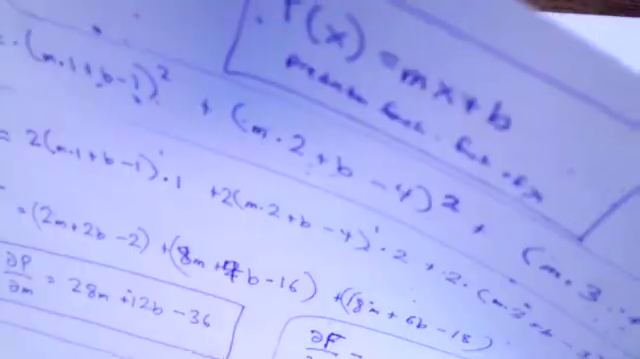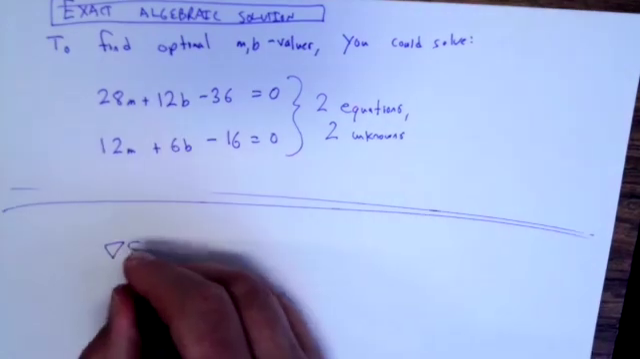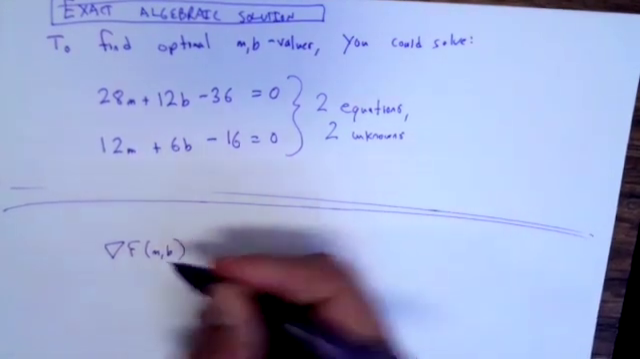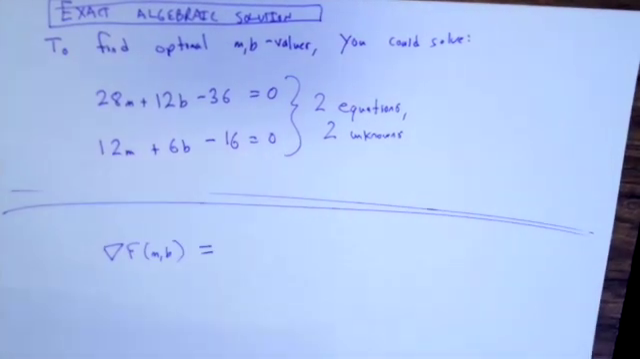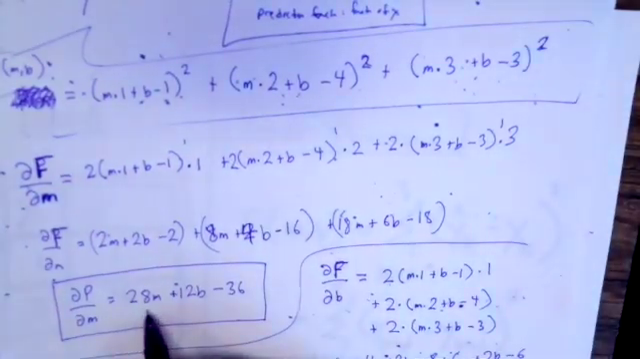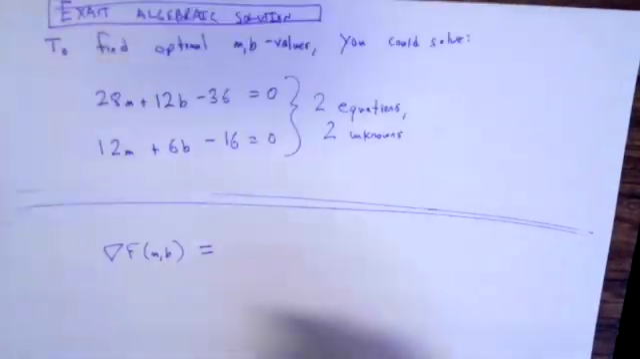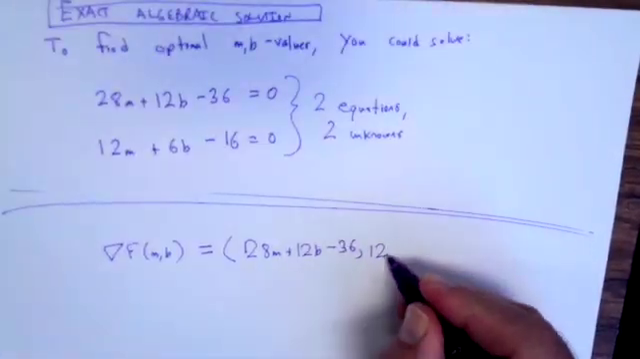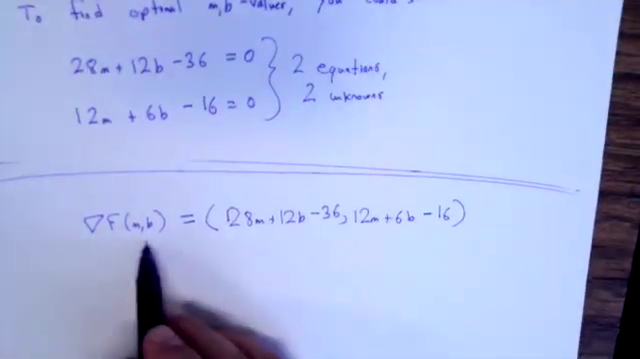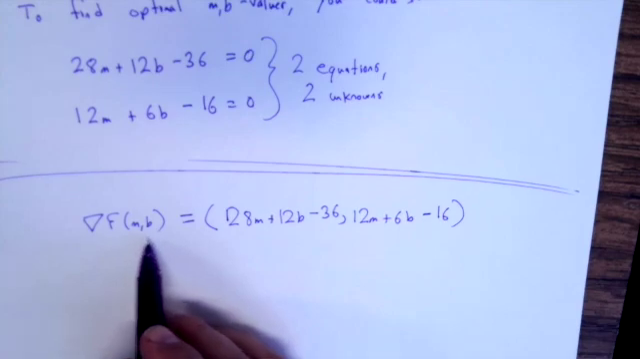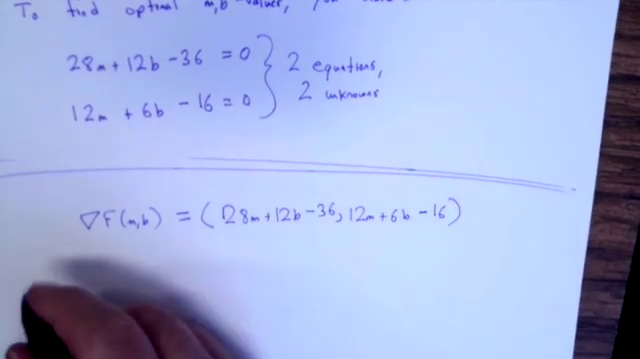Especially late, but we're going to have a gradient, partial f of (m, b), and we actually found the two components of this. The first component is 28m plus 12b minus 36, and the second component is 12m plus 6b minus 16. And for any value of m and b, we can calculate this. Do you agree? Now we have to set a learning rate, lambda.